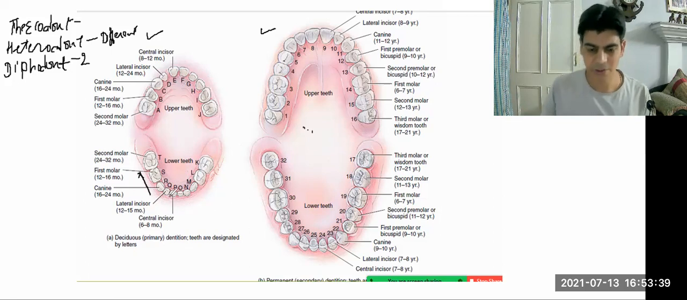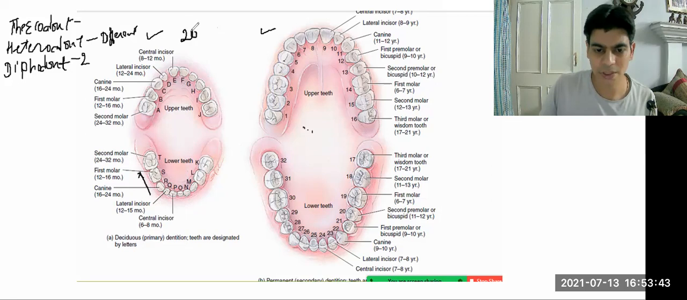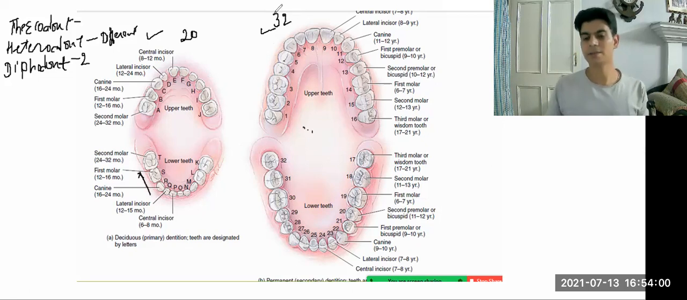So the first set of teeth that you see, the deciduous teeth, has 20 teeth. At the age of 6, these deciduous teeth will start erupting and they will continue till you have 20 teeth. And these permanent teeth consist of 32 teeth, and they will start erupting from 6 years of age till your adulthood.